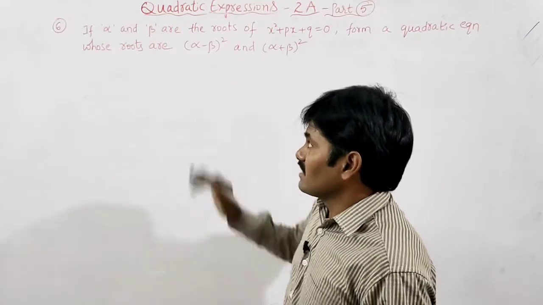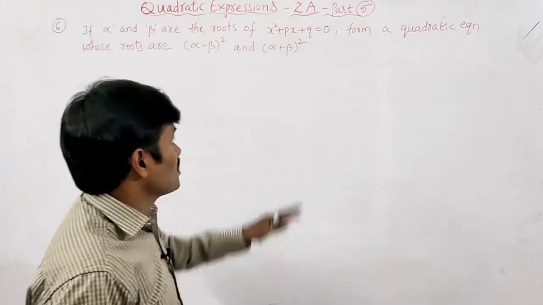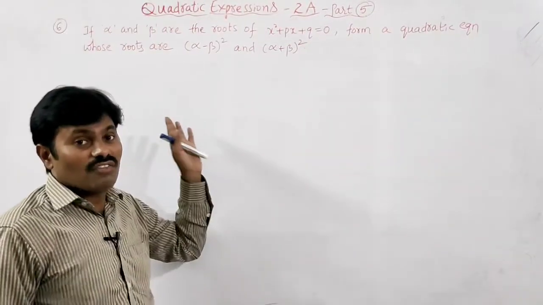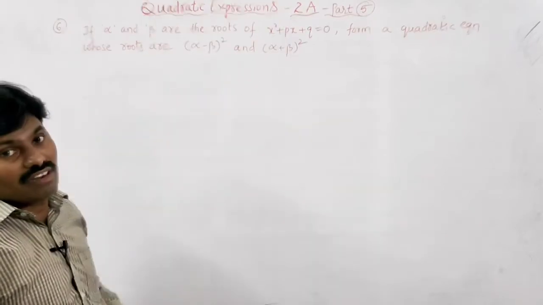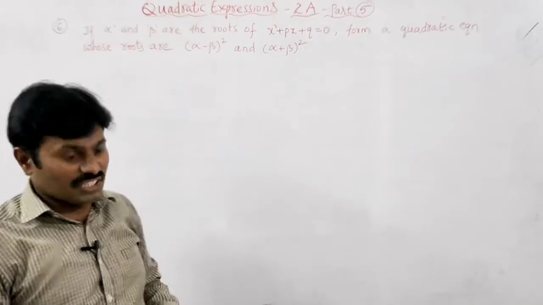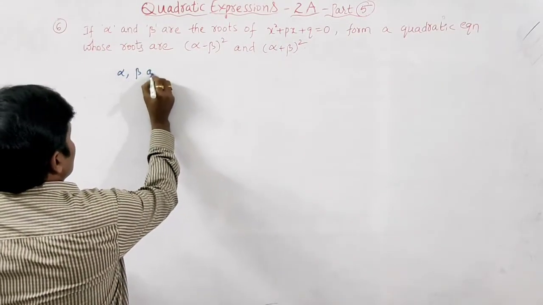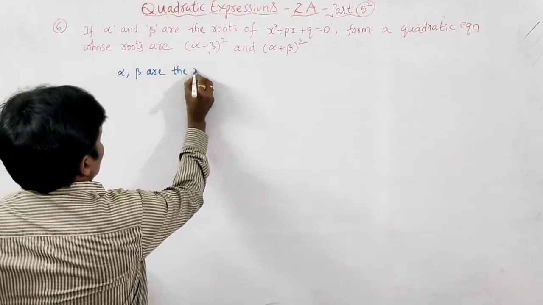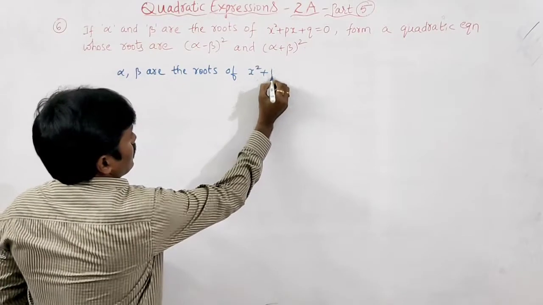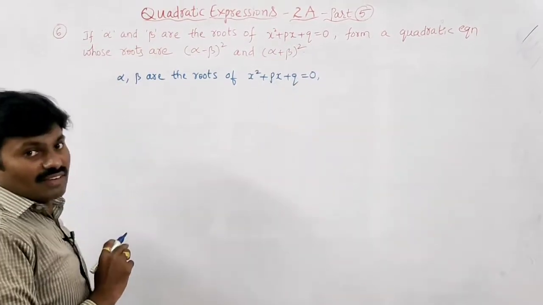In exercise 3, the 6th question: If alpha and beta are the roots of x square plus px plus q is equal to 0, form a quadratic equation whose roots are alpha minus beta whole square and alpha plus beta whole square. So here alpha and beta are the roots of this quadratic equation. Given alpha, beta are the roots of x square plus px plus q is equal to 0.